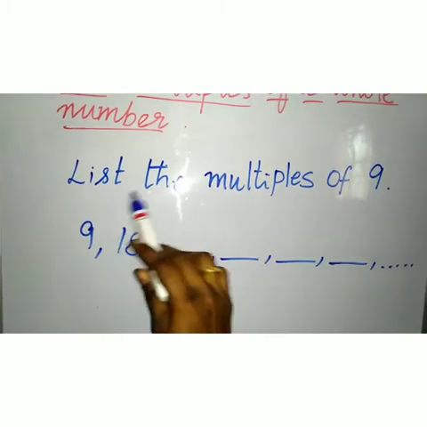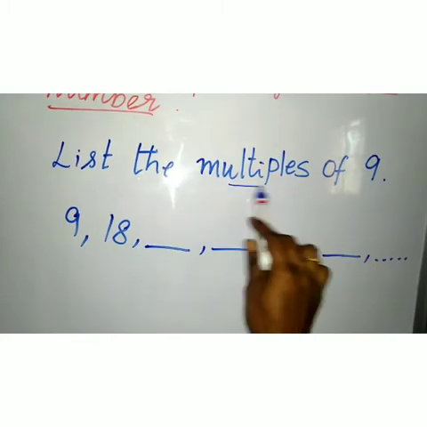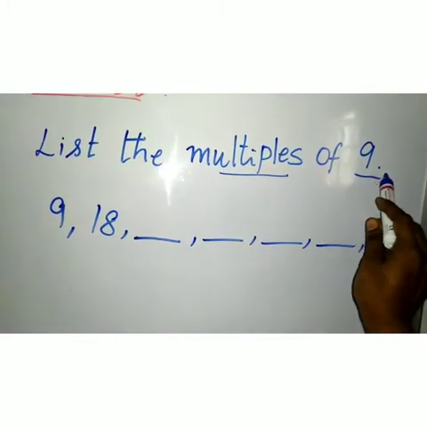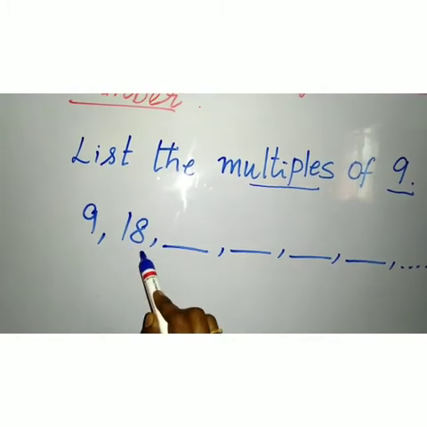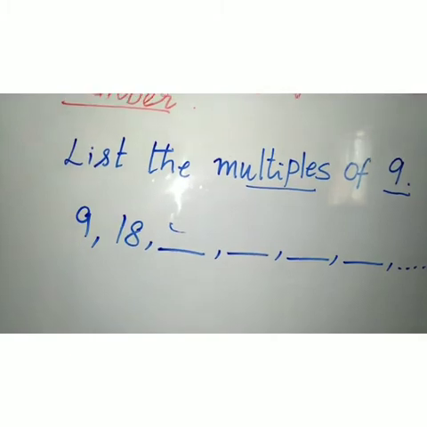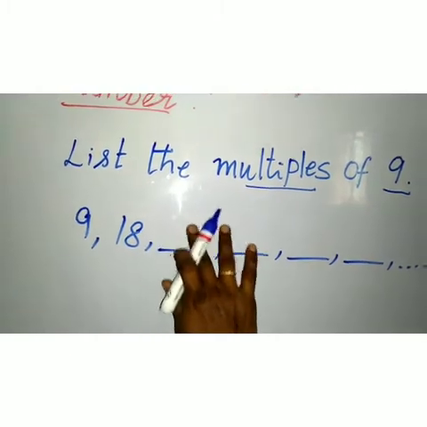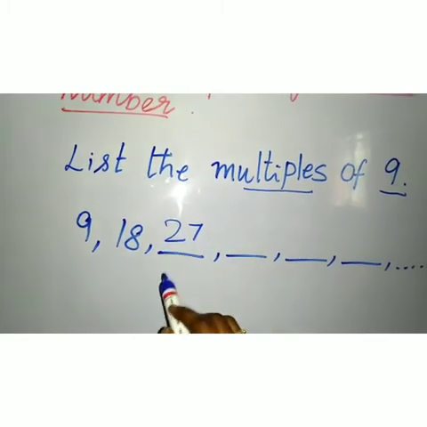You can also use skip counting by 5. 5, 10, 15, 20, these are the skip countings. You can go up to infinity for multiples of 5. Listen to the next question. List the multiples of 9. Do you know the ninth table? You have to use the ninth table to find the multiples of 9.